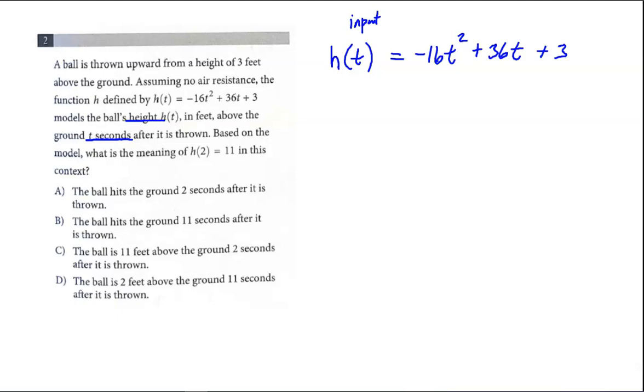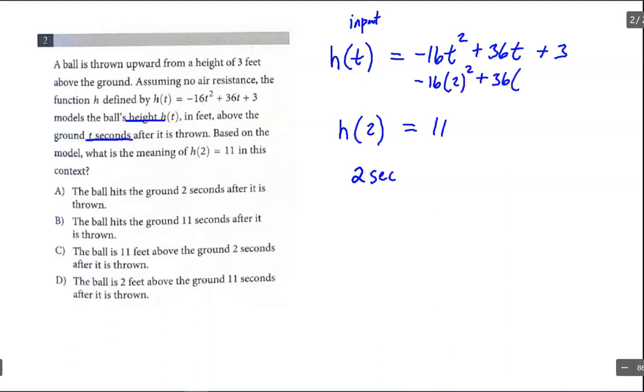So it says, what is the meaning of h of 2 equals 11? So what that means is our input, since 2 is time, that means that we're putting 2 seconds into the equation. Now, we don't really have to do this, but if I wanted to work it out, I could plug the 2 in everywhere where I see the t and evaluate that and calculate it out. And it looks like it turns out to be 11. So that means after 2 seconds, our ball is 11 feet above the ground.